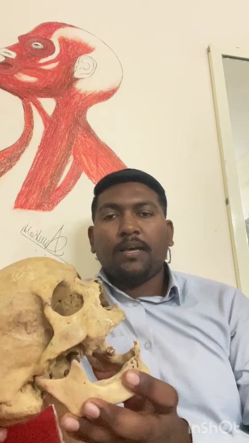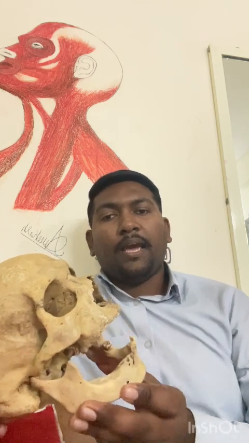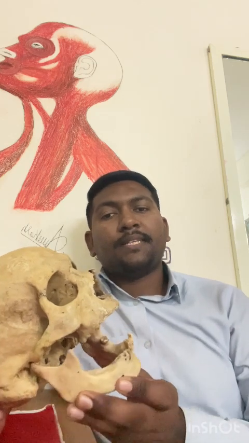The muscles of mastication are supplied by the mandibular nerve. Now coming to the actions of the muscles of mastication. Here we can see the action of elevation of the mandible towards the maxilla. This action is produced by the temporalis, masseter, and medial pterygoid muscles. And here is one more action, the depression of the mandible from the maxilla.